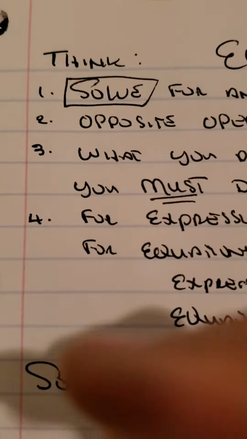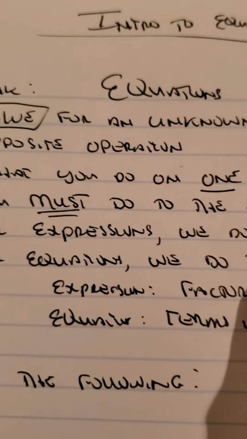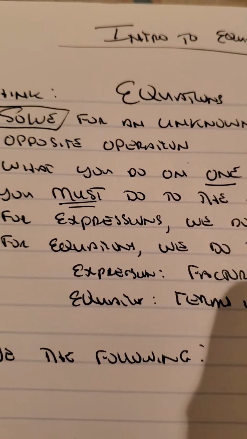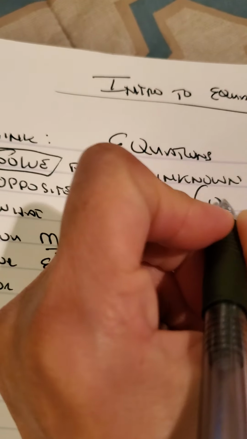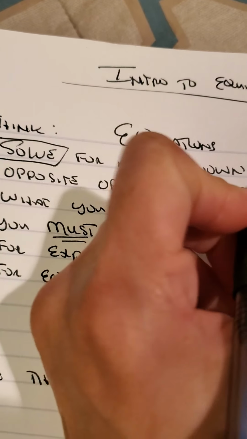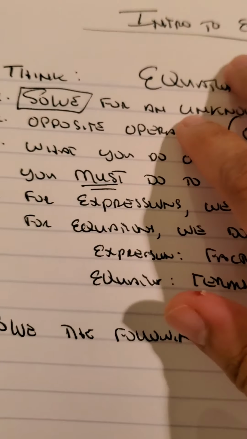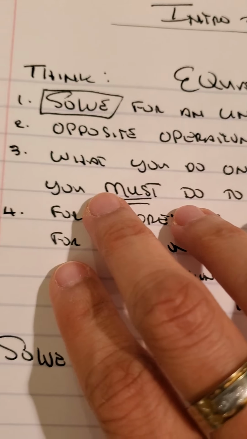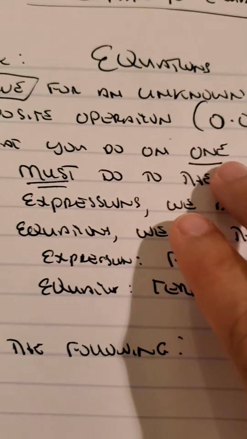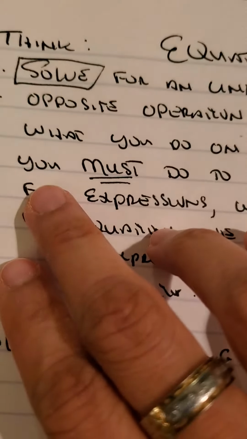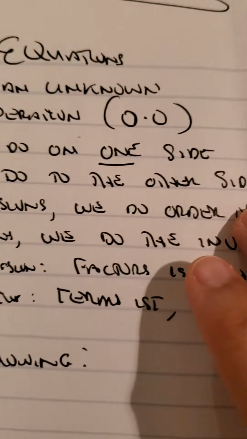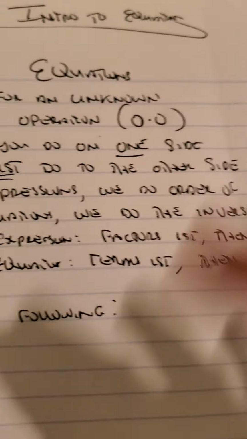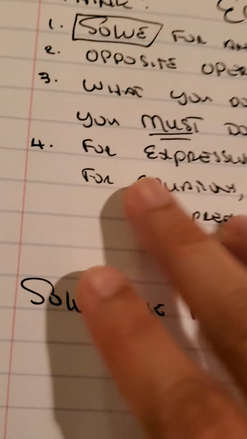So think solve. Next thing I want you to do is think opposite operation, and you'll see what I mean. So whenever you're thinking equations, solving for an unknown, think opposite operation. Then here's how you think. What you do on one side, you must do to the other side. That makes it balanced, right? Because we're doing an equation. Equation means equal to, it has to balance.